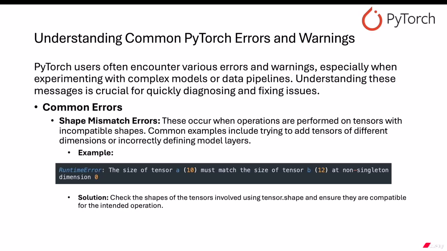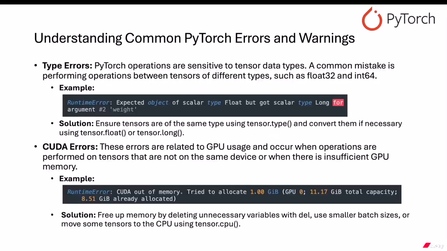Here is an example of how the error looks. RuntimeError: The size of tensor a (10) must match the size of tensor b (12) at non-singleton dimension 0. Solution: check the shapes of the tensors involved using tensor.shape and ensure they are compatible for the intended operation.